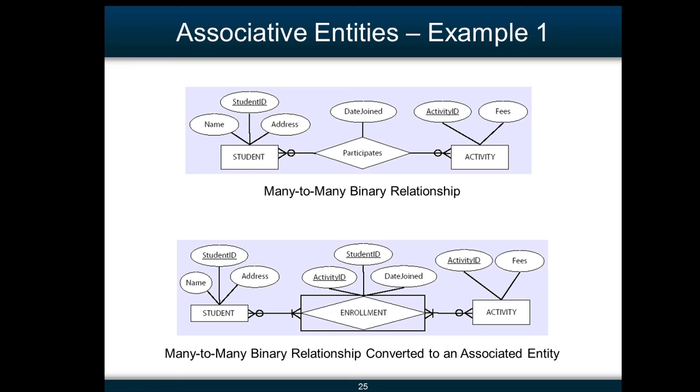Examples. We see here the entities student and activity. Because their relationship is many-to-many, the participates becomes an associative entity. The relationship becomes an entity, as shown in the second example. Here, the participates becomes enrollment. The student, enrollment, activity. And the relationship there is many-to-many.